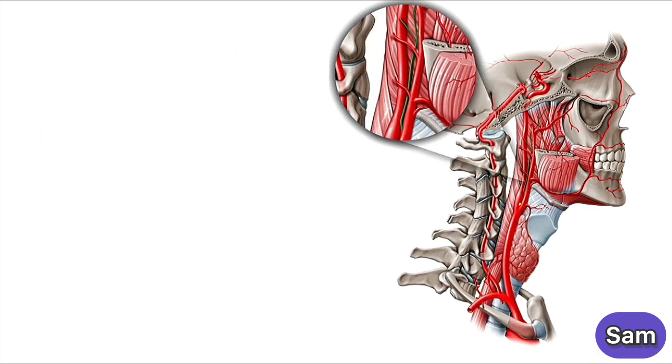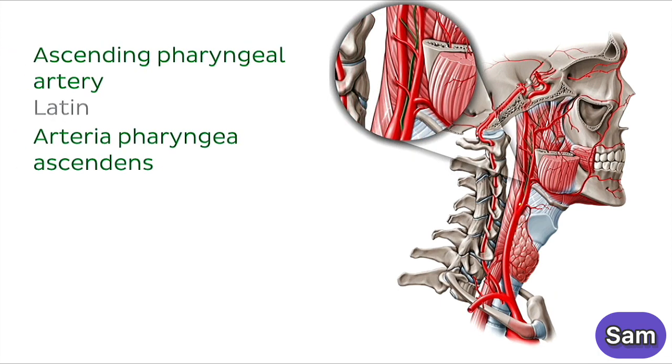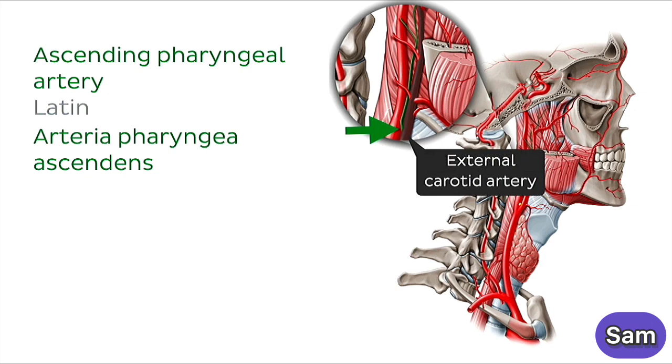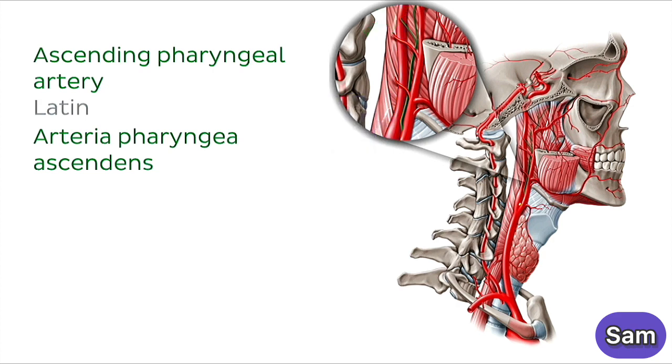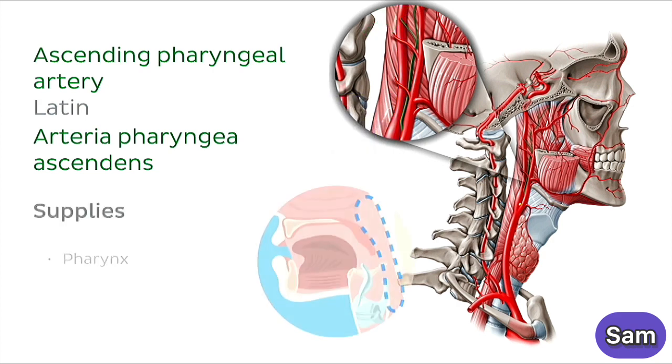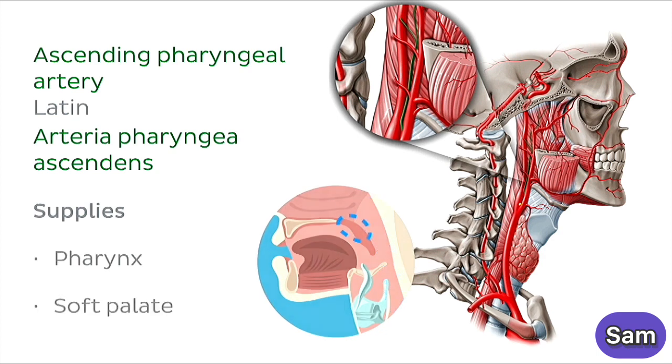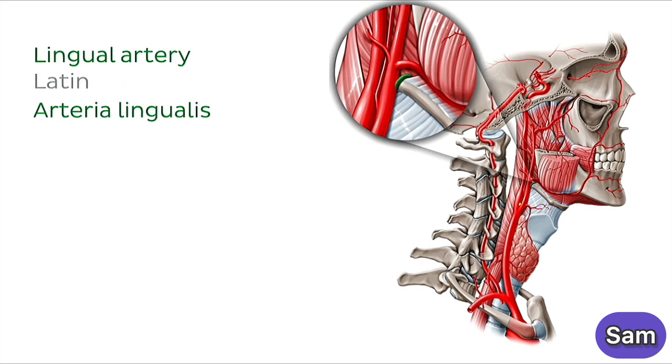The second branch is the ascending pharyngeal artery. It is the smallest branch of the external carotid artery. It arises from the medial surface of the external carotid artery near its base and ascends between the internal carotid artery and the pharynx to reach the base of the cranium. As its name suggests, this artery arises to supply the pharynx, as well as other nearby structures, including the soft palate.